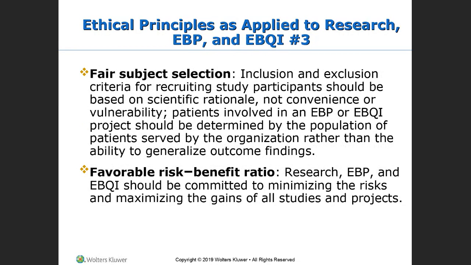Fair subject selection should include specific inclusion and exclusion criteria, and patients involved in evidence-based quality improvement should be determined by a population of the patients served by the organization, rather than just the ability to generalize the outcomes. So they should be able to be applied to every patient within whatever group you're working with. For a favorable risk to benefit ratio, research and evidence-based practice quality improvement must be committed, again to be ethical, to minimizing the risks and maximizing the gains for everyone involved with the project.